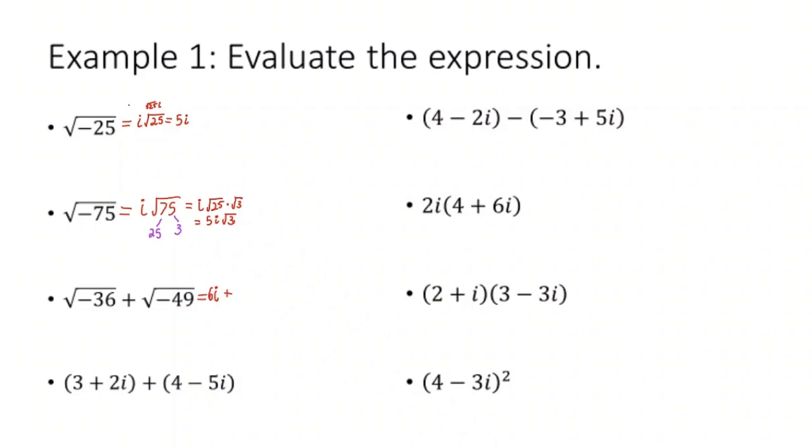Square root of negative 49, well, the square root of 49 is 7. And because we're taking the square root of a negative number, we would have to have i. So the square root of negative 49 is 7i.